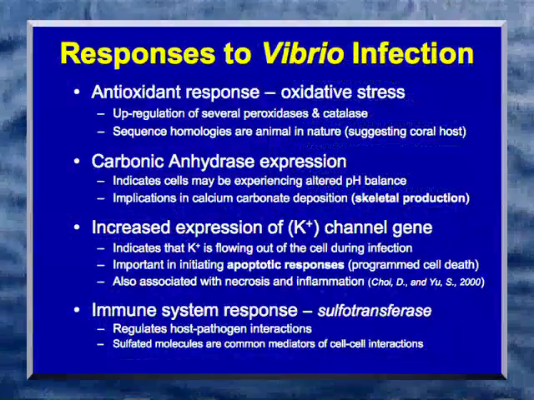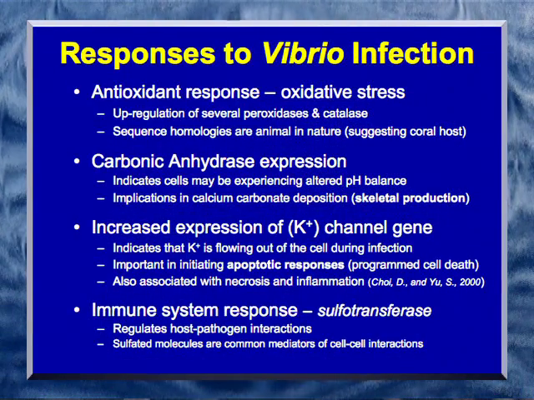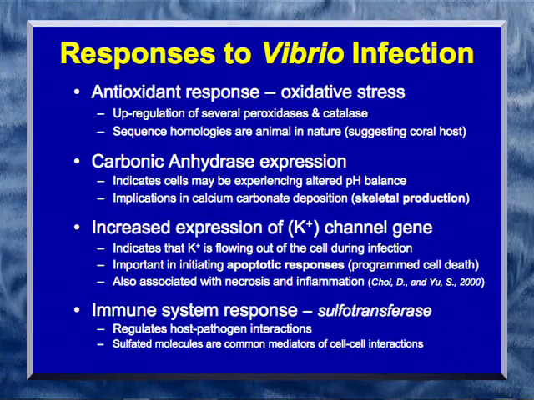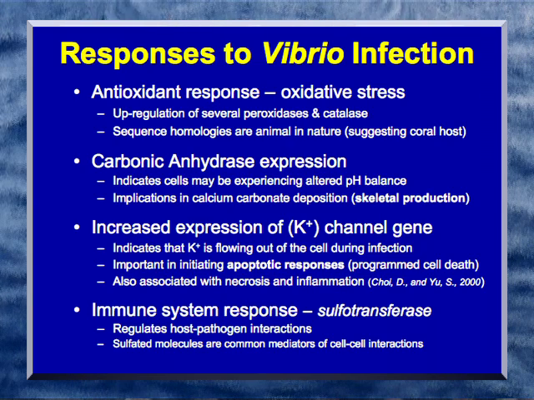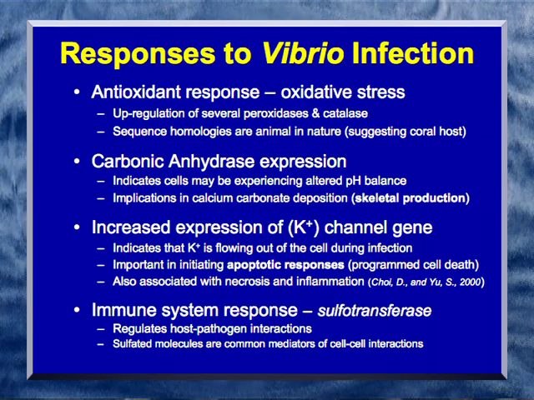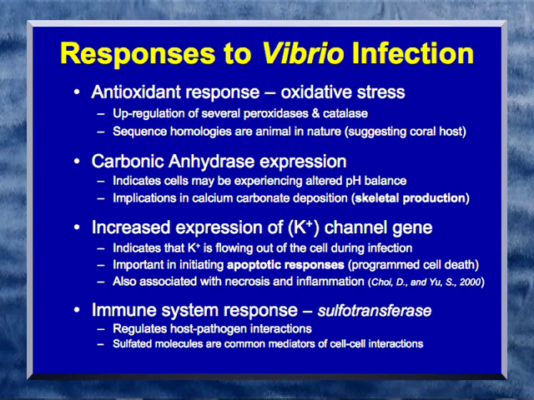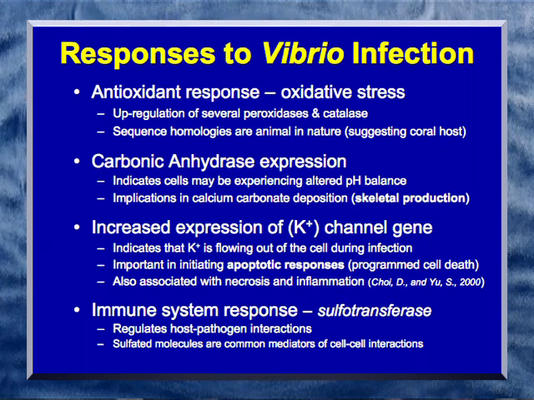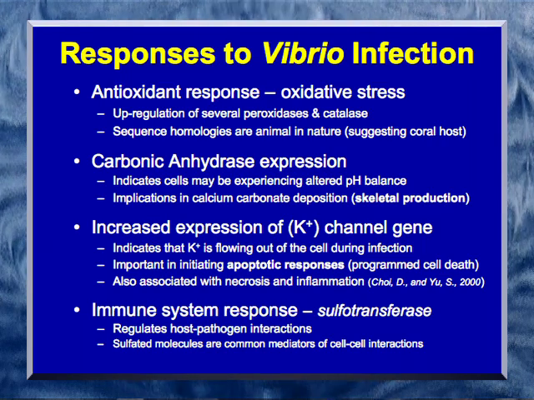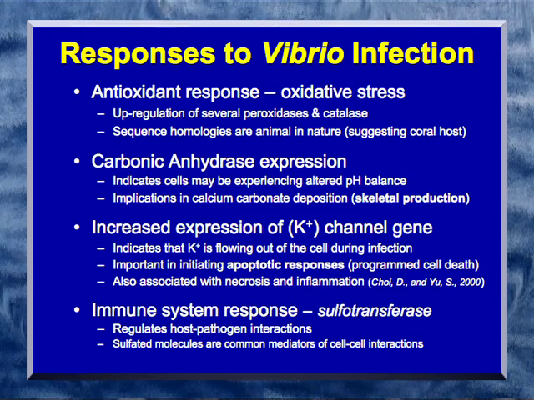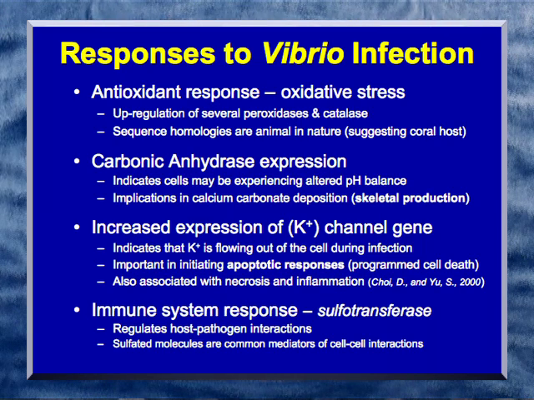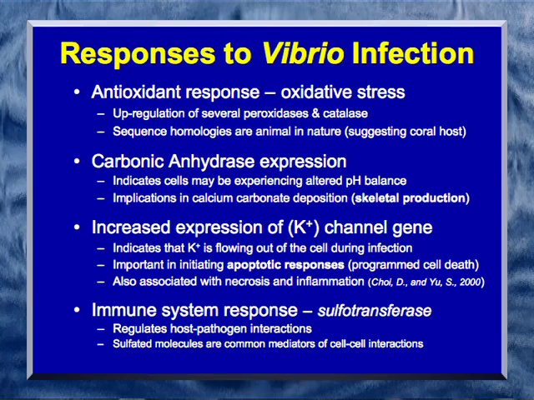In addition, another gene called carbonic anhydrase was highly upregulated, and this indicates, because of the function of the protein of carbonic anhydrase, that the cells were likely experiencing altered pH balance, and that there were issues with calcium carbonate deposition, so the corals were not able to lay down their skeleton, or they were having issues with skeleton production.